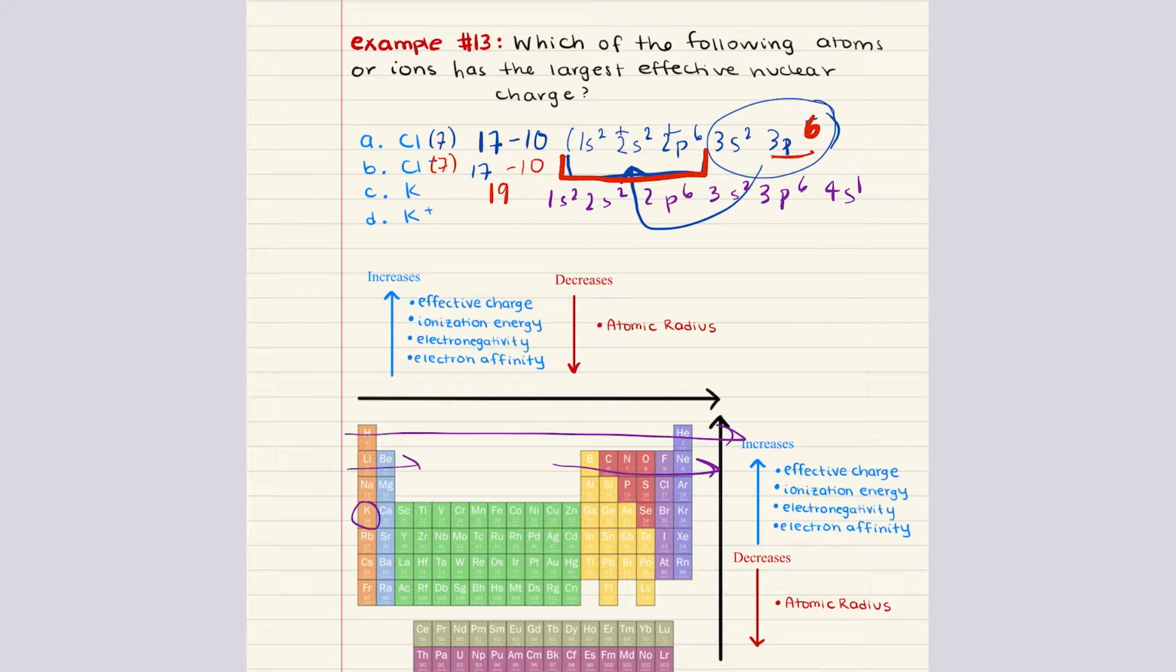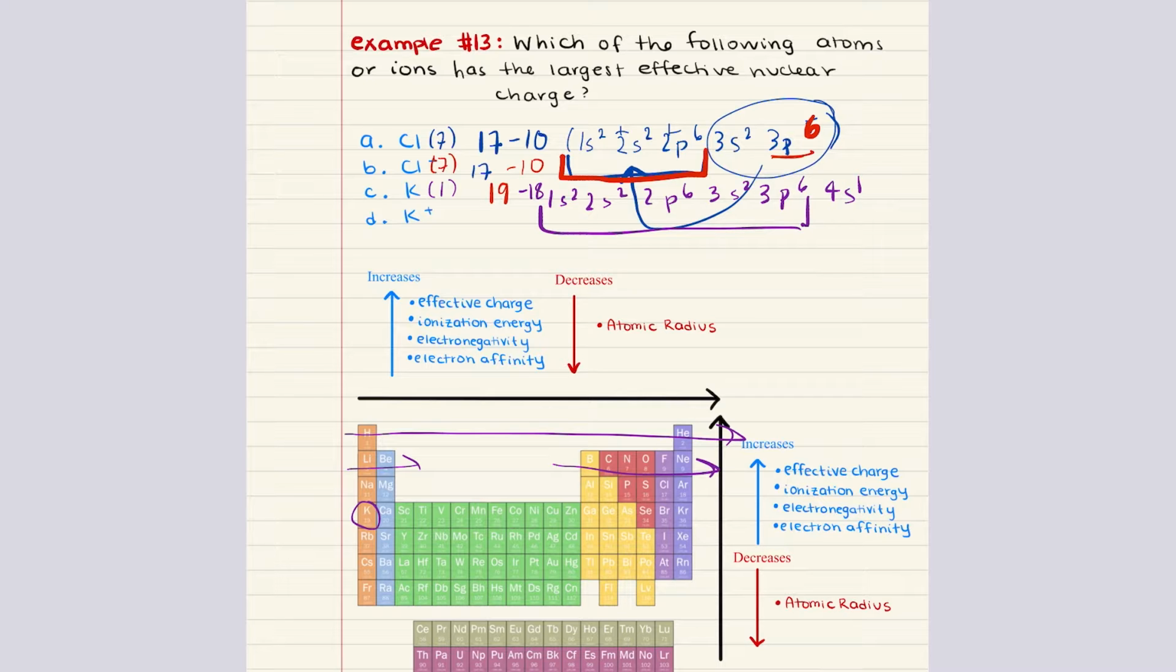Now, the valence electron experiences a shielding effect from these core electrons right here, all the way up to 3p6. That's a total of 18 core electrons. The valence electron experiences a shielding effect from 18 core electrons. So what we have now for our effective nuclear charge calculation is 19 minus 18. That gives us an effective nuclear charge of 1 for the potassium atom.